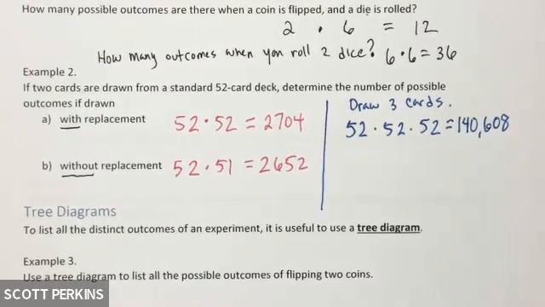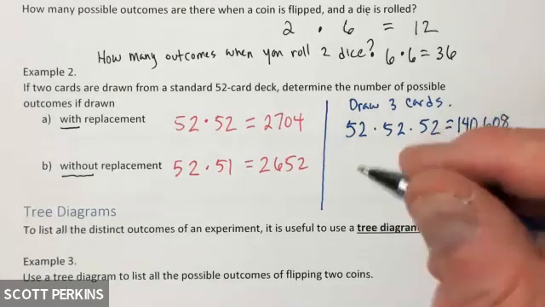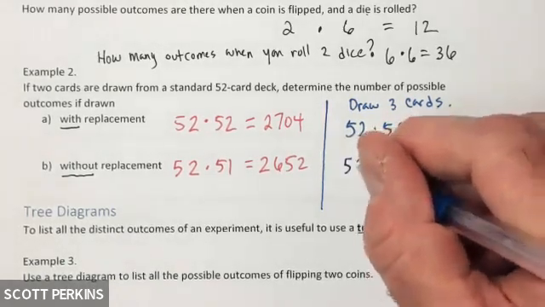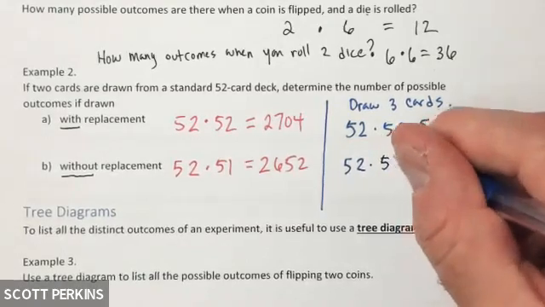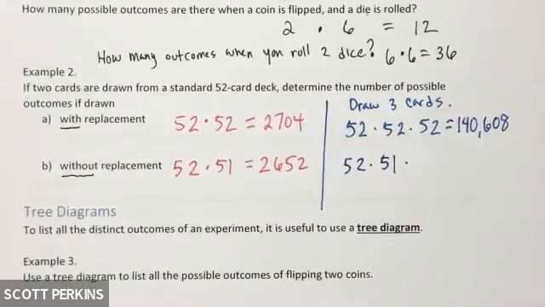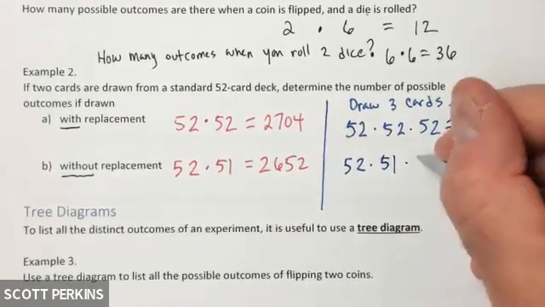All right, well, now let's do it without replacement. So again, I'm going to start you off. There's 52 cards the first time. Then you're not replacing that card. So how many do you have for the second time? 51. And then you're not replacing that card. So how many do you have for the third time? Perfect. And on and on.